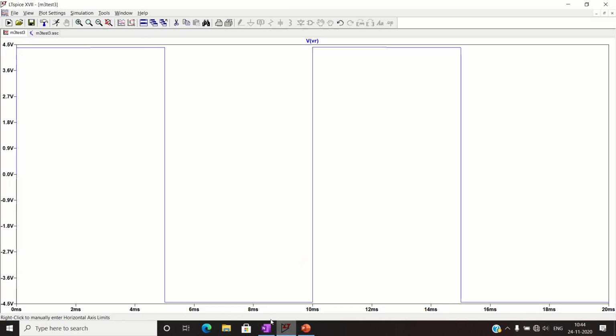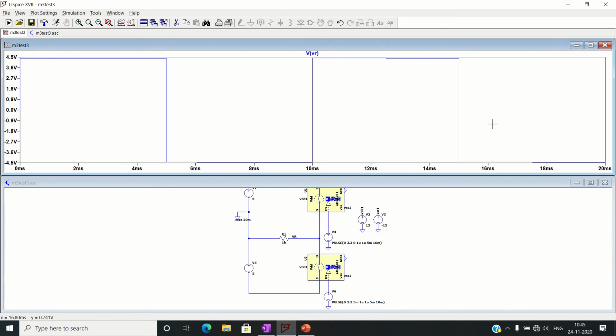Now one last thing I want to show you is the duty cycle, how you can change it. Here you can see it is symmetric. The positive and negative cycles are the same, so the duty cycle is around 50%. It is on for half cycle and off for half cycle. If you want to manipulate the duty cycle, you have to change the value of the on time and off time.